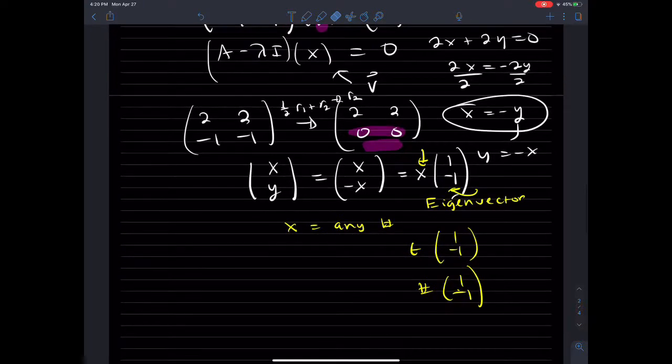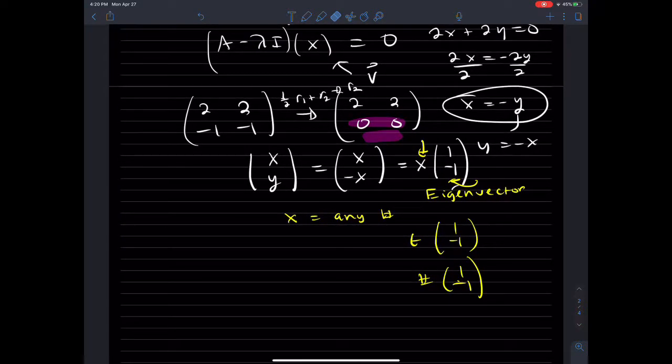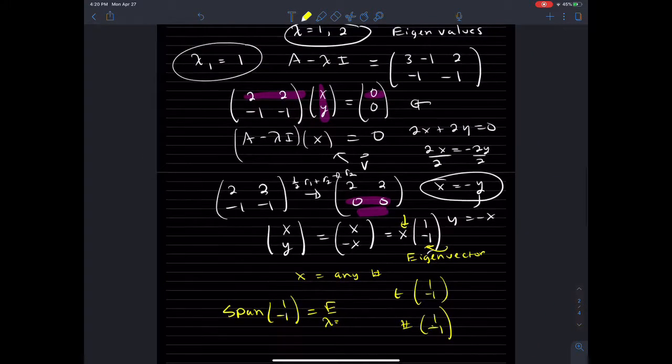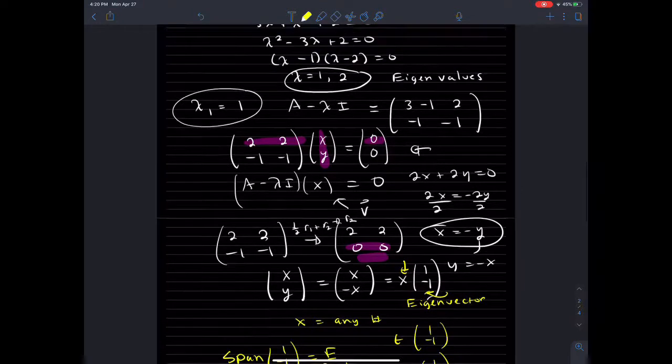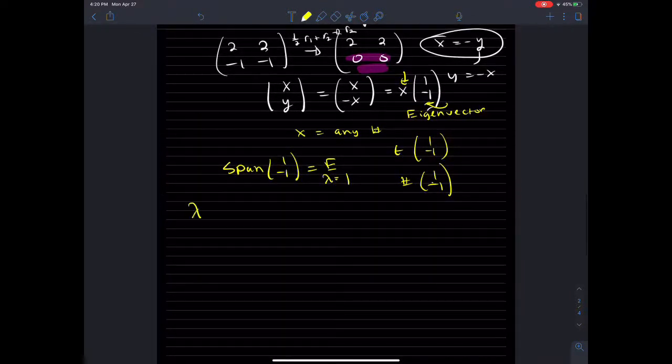This is going to be part of our bases, and that's my first eigenvector. The span of 1, minus 1 is my eigenvector for lambda equal to, what was that lambda? 1. Okay, so let's do this again for a second. That was for lambda equals 1. Now we have to do it for lambda equals 2.